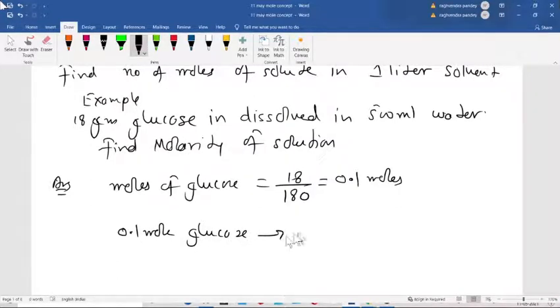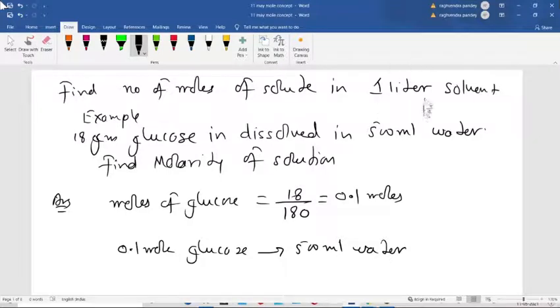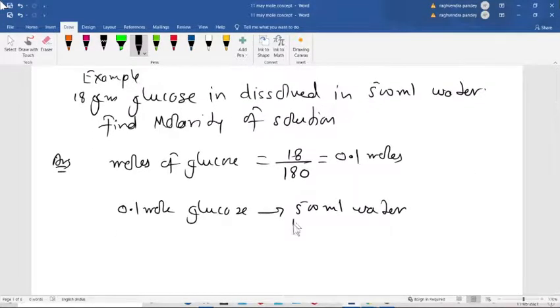Now 0.1 mole glucose is in 500 ml water. But how much water do we need? 1 liter of solvent. So 1 liter means 1000 ml. 1000 ml water. So how many? It is double, so it will be 0.2 moles of glucose. I think you understood this one.